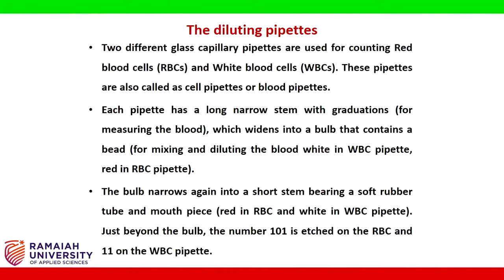The bulb narrows again into a short stem bearing a soft rubber tube and mouthpiece, red in case of RBC and white in case of WBC pipette. Just beyond the mouthpiece, the number 101 is etched on RBC and 11 on the WBC pipette.